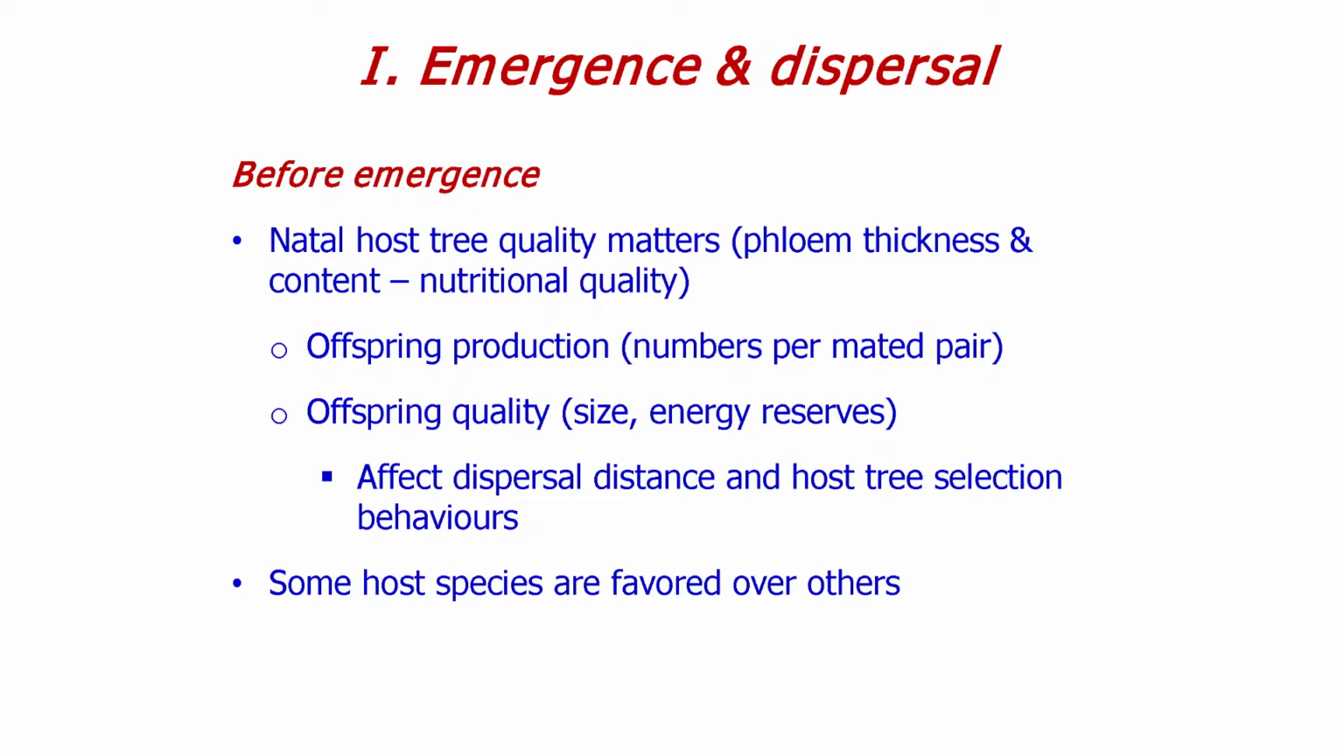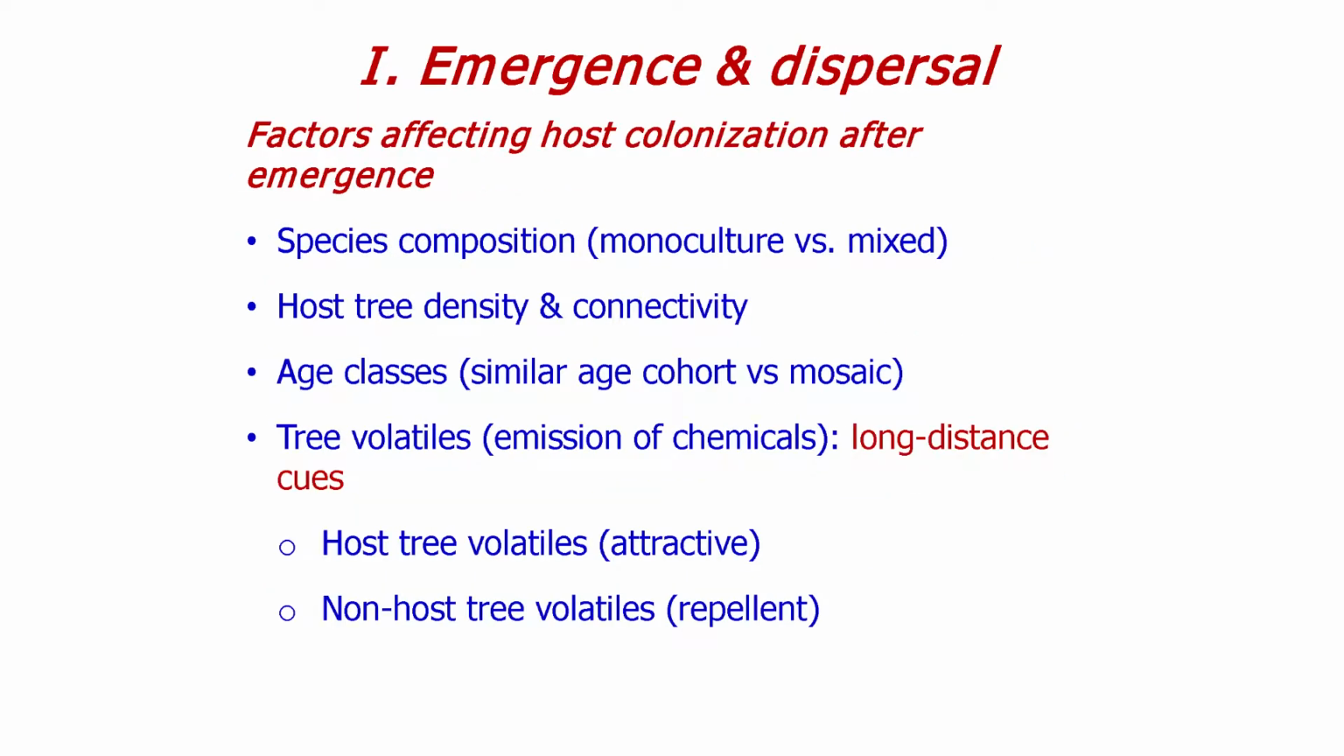Some species overall are favored by mountain pine beetle, and apparently white pine and lodgepole pine seem to be really suitable hosts for the beetle, even though the beetle evolved with other host species. Still, in this case, after they emerge, they are in the air. What are the factors that affect host colonization after emergence? I tried to put a few items together here.